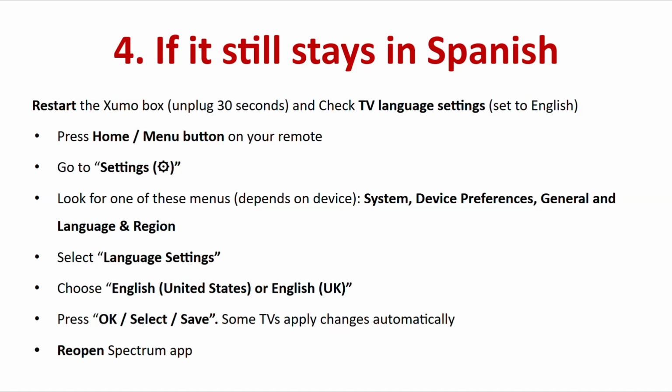to English. Then press the Home/Menu button on your remote and go to Settings. Now look for one of these menus, depending on your device: System, Device Preference, General, or Language and Region. In it, select Language Settings. From there, choose English US or English UK.